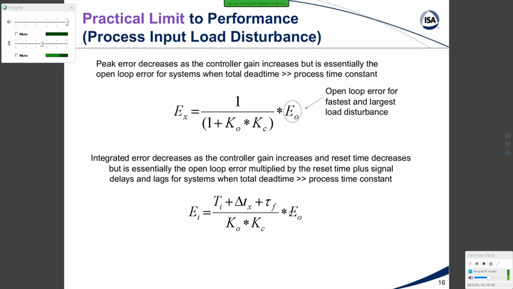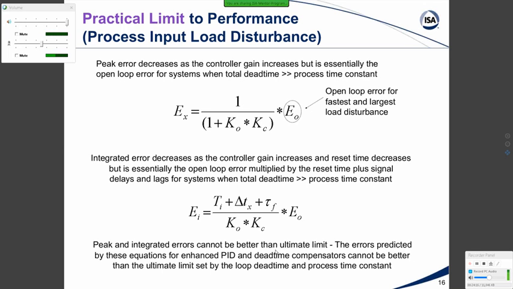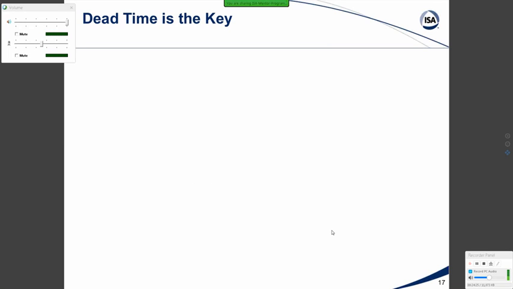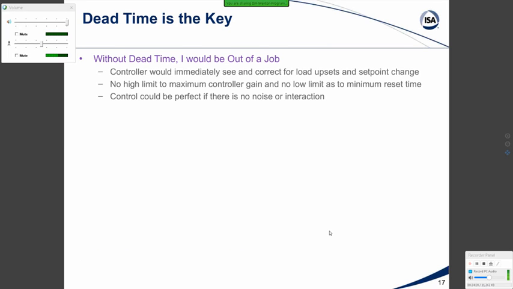And then with the integrated error, it becomes a little bit more complicated. It's affected by both the reset time and the controller gain. But again, it shows the effect of those tuning settings, also the execution time of the PID and any filter you might have in the PID, when the filters haven't gotten too large, anyway. So these settings show what the practical limit is, but remember they can't be better than what the ultimate limit is based on the dynamics. Dead time is the key.